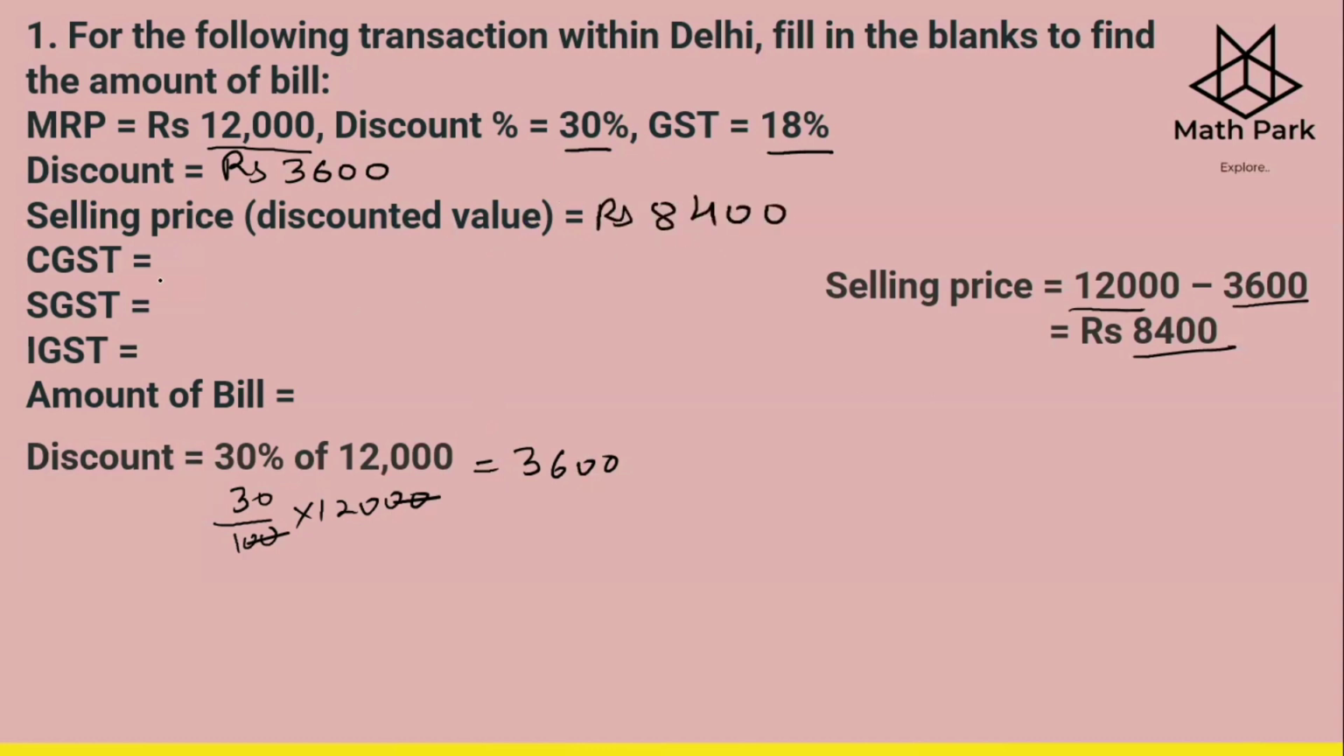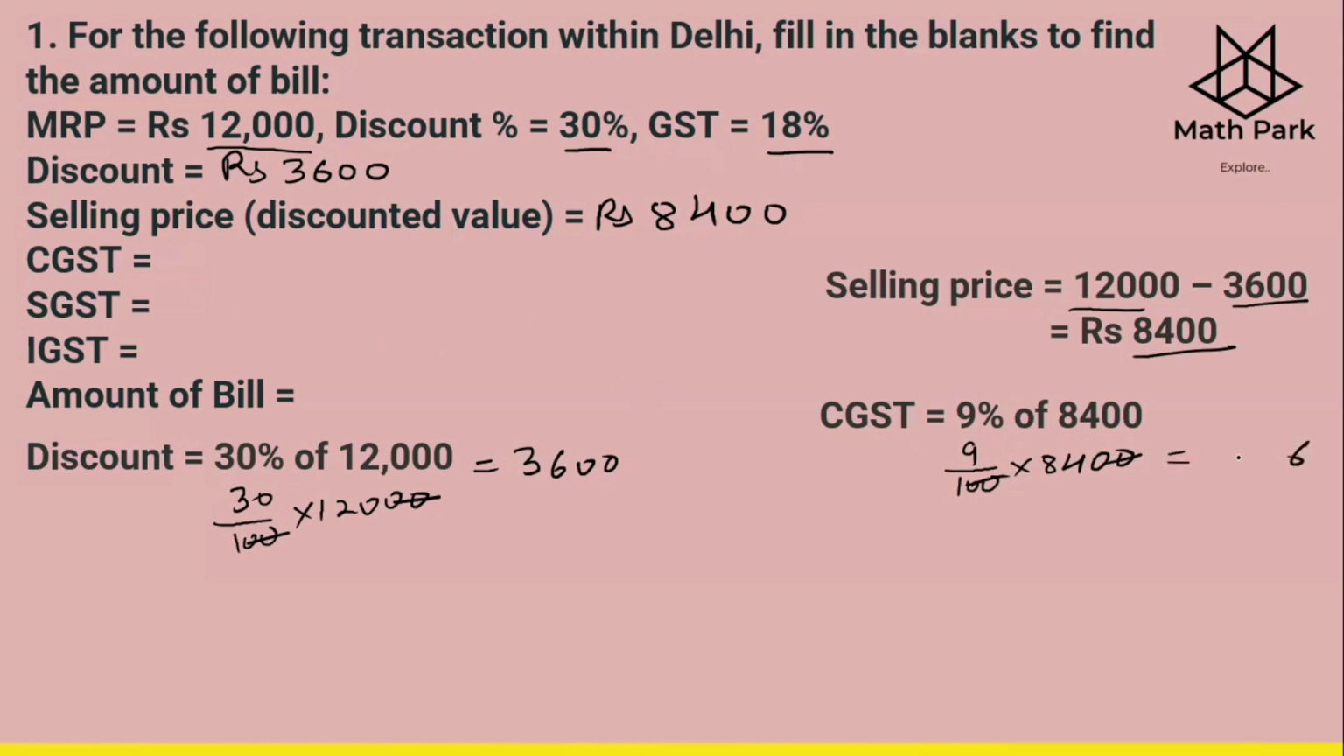400. Then what is CGST? So CGST is 9%. Total tax is 18%. So CGST is 9% of 8,400. So 9% is 9 by 100 into 8,400, which is 84 times 9.